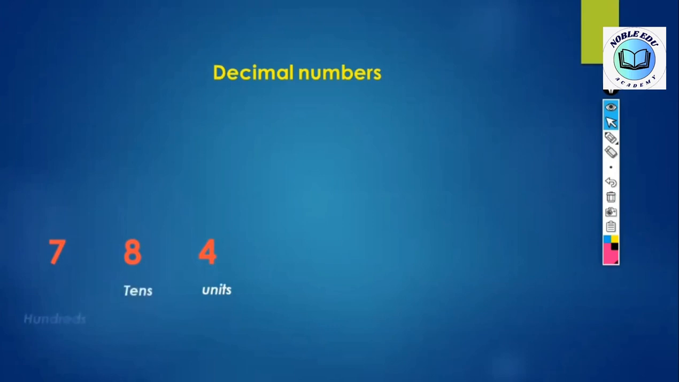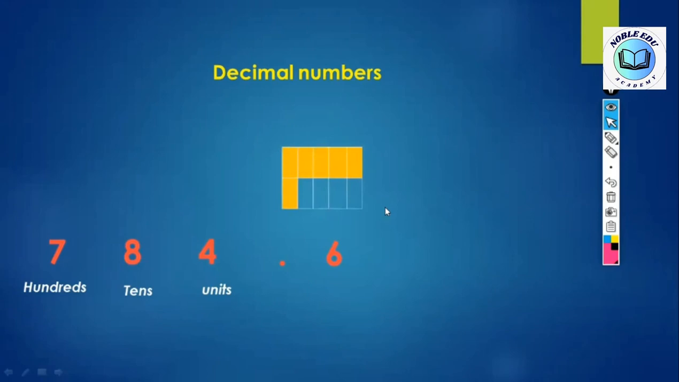Hello, my dear students. Our lesson today is about decimal numbers. We studied before how to read a number that consists of 3 digits. You have here 784. 4 is units, 8 is called tens, and 7 here is hundreds. Now I have 0.6. Here you have a decimal point in half between the whole number and the decimal numbers. And here you have 6.